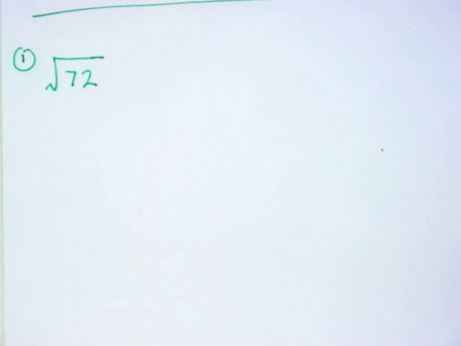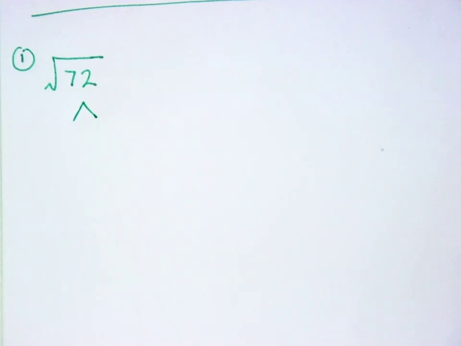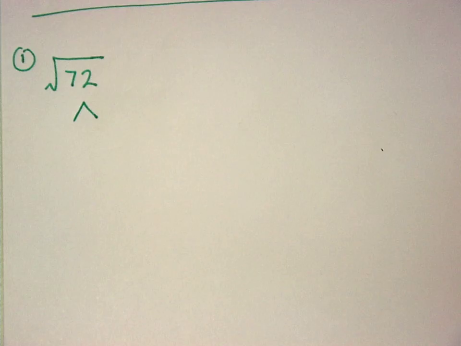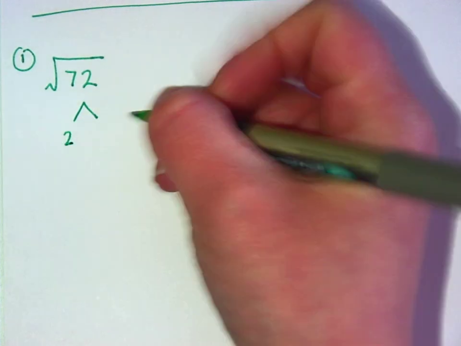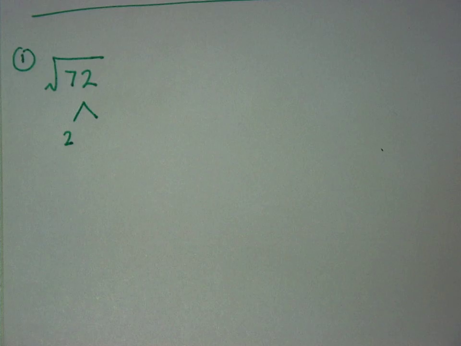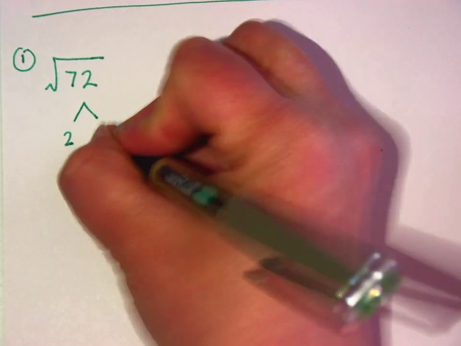So here's what you do. You make a factor tree out of it, like this. Okay, so what goes into 72? You're allowed to use calculators. What definitely goes into 72? 2. We're going to say 2 for right now. And then in your calculator, what should you be doing to figure out what the other one is? 72 divided by 2, which is 36.